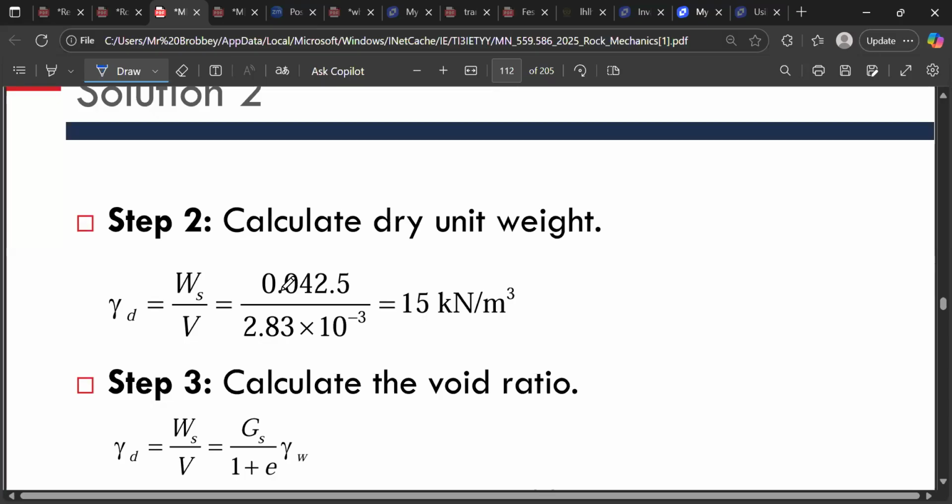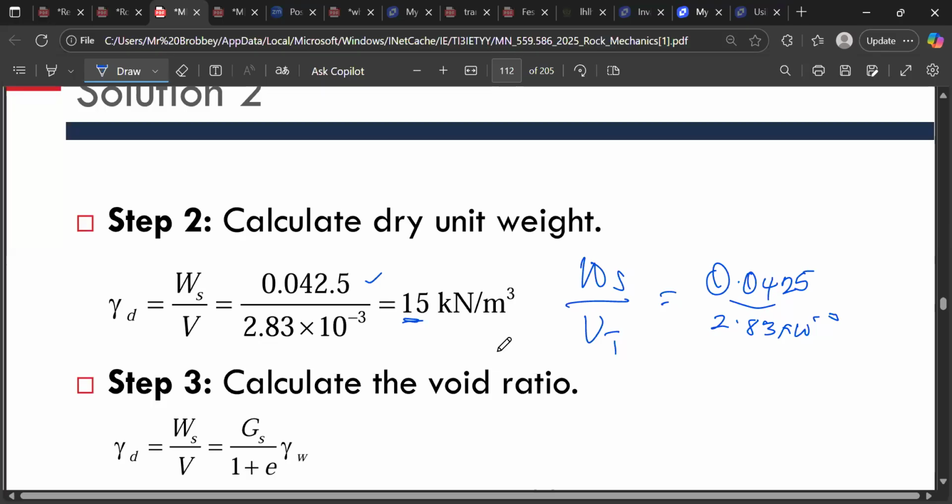I can manipulate the formulas to get anything that I want. So I want to find my dry density here, and I'm going to do it as the weight of the solid over the total volume, right? And then I know that the weight of the solid is 0.0425. There is a typo. And then the total volume, which is 2.783 times 10 raised to the power negative 3, right? And when I do the division, I'm going to get 15 kilonewtons.